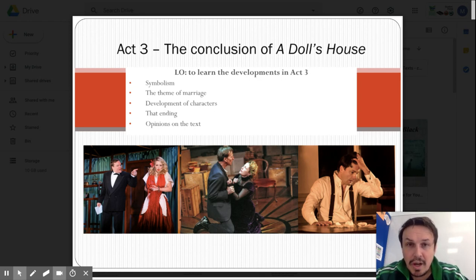Now, we're on Act 3 of A Doll's House, and so we need to make a little bit of progress with that. I've shared the PowerPoint with you, so all the links are on there and everything you need for this lesson is already on there. What we're going to do is go through a series of tasks.